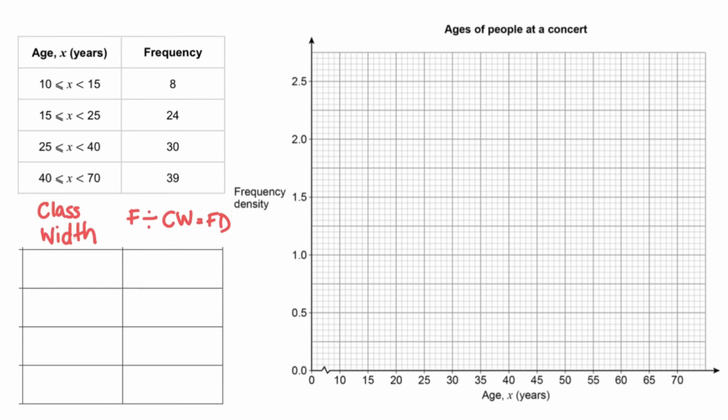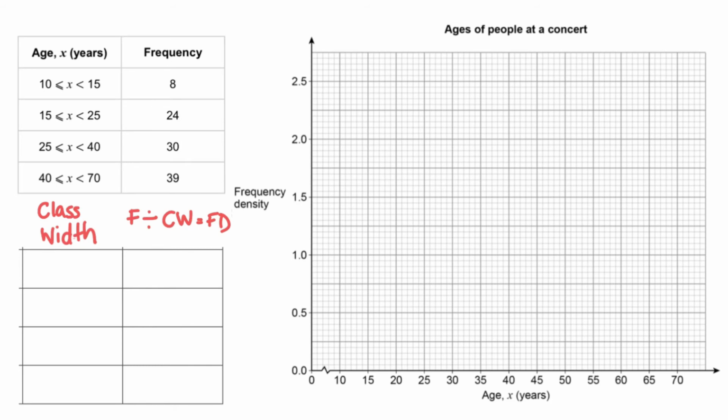The next graph we're going to look at is histograms. Histograms look a bit like bar charts, but the area of each bar represents the data, so the bigger the bar, the more data in that category. The side of the graph will show frequency density, which is frequency divided by class width.